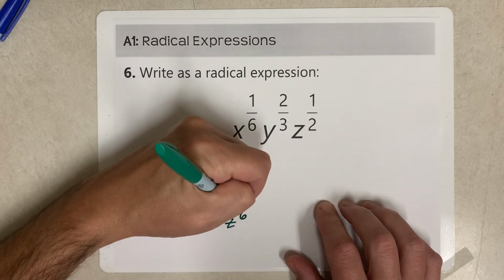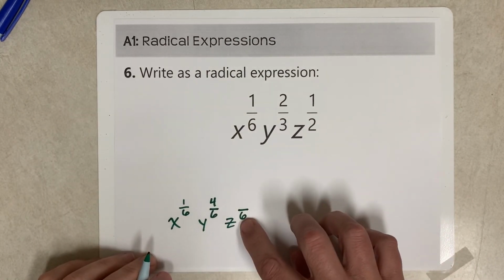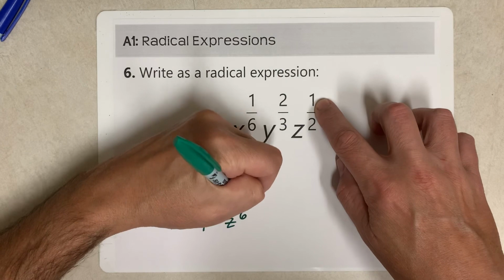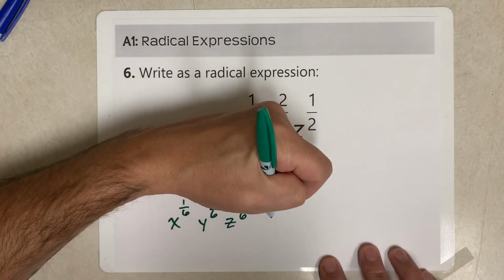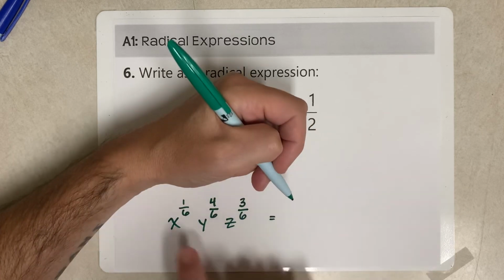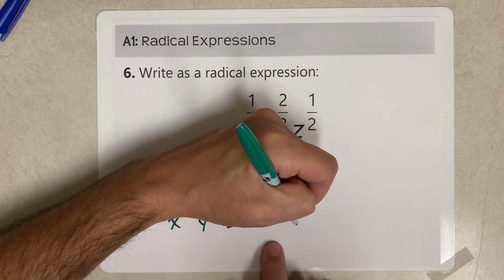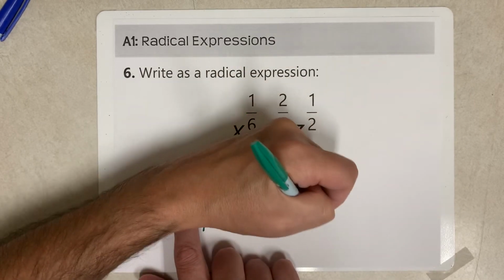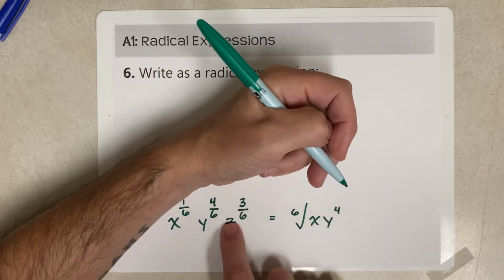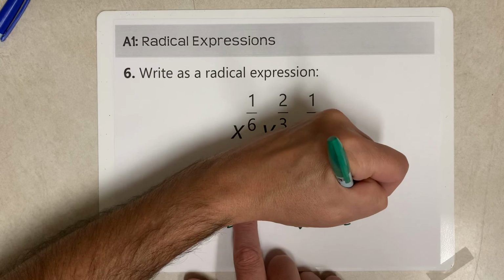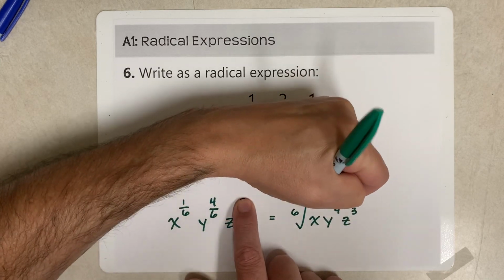I want a 6 down here. 2 times 3 is 6. 3 times 1 is 3. And 3/6 is the same thing as 1/2. So now I can go ahead and write my radical as a 6 on the index, x to the first power, y to the fourth power, z to the third power. And I'm done with that.